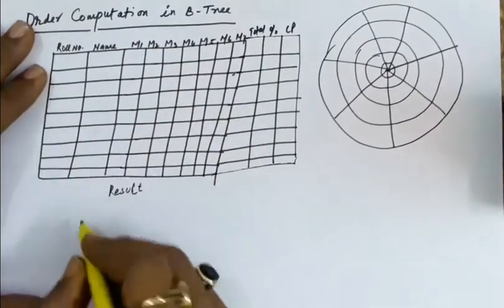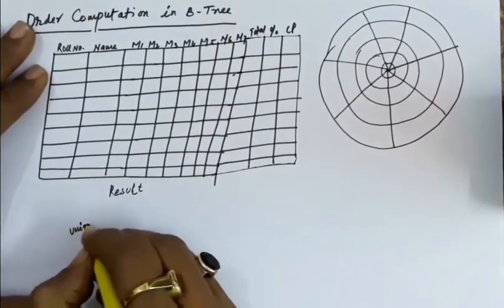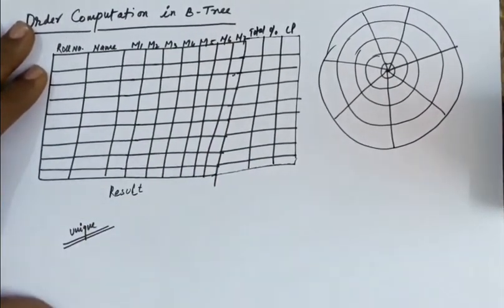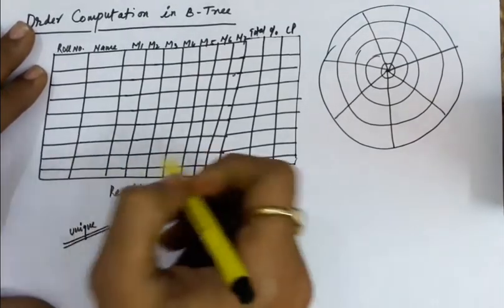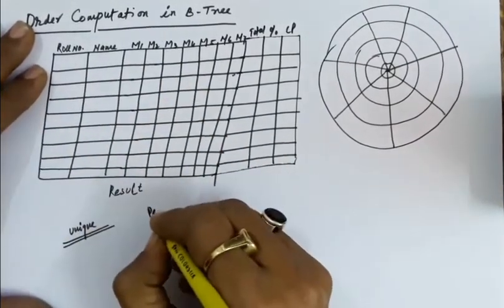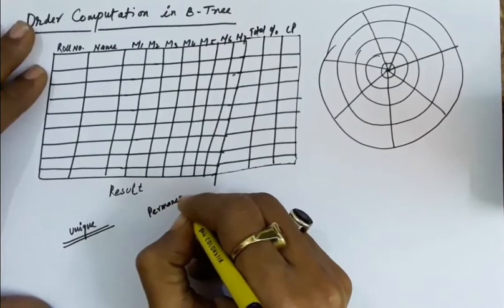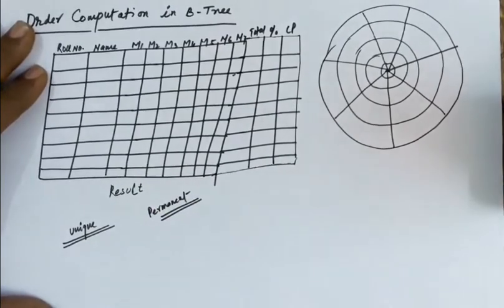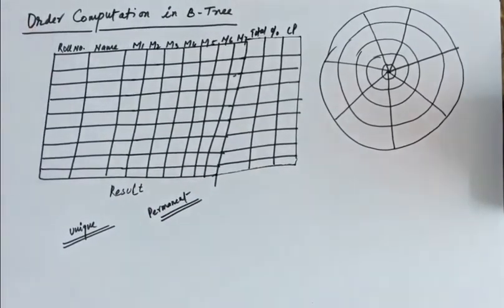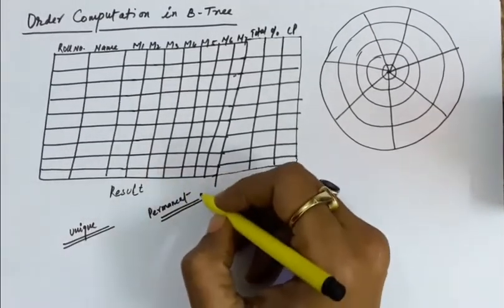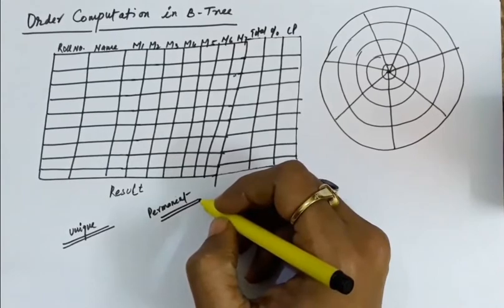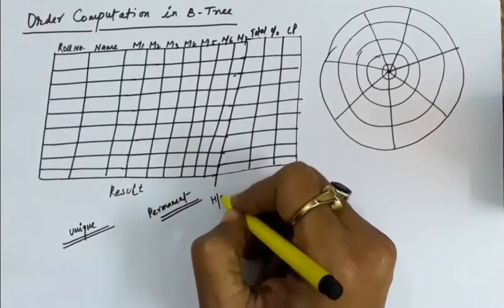So this roll number is unique. The first thing that we make out of it is that the roll number is unique. Another thing is that this table is a permanent table. It is not made just for once. It is designed to be retained for years. For years we want this table to be maintained. So this is a permanent table, and it will be stored in the permanent storage, somewhere like a hard disk.